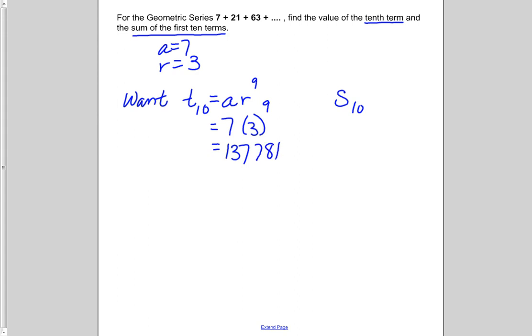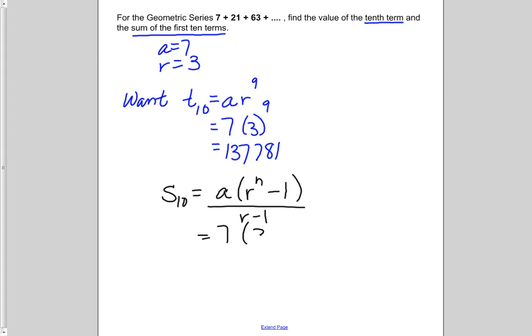All right. For the sum of 10 terms, our formula will be a, r to the n minus 1 over r minus 1, which is 7, 3 to the 10th, minus 1, all over 3 minus 1, 7.